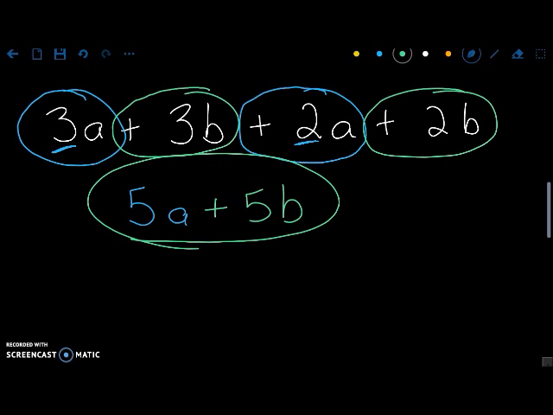And you think, well, that's pretty simple. I think I can handle that. I'll just put the a's in one bag, the b's in the other bag, and then we'll be good. But sometimes you can get a little bit more complicated with your terms.